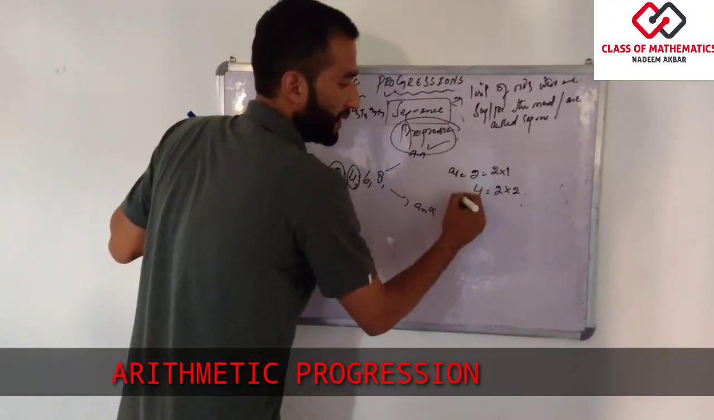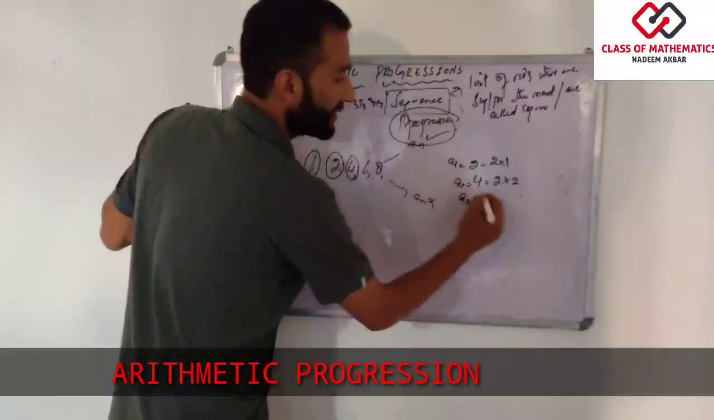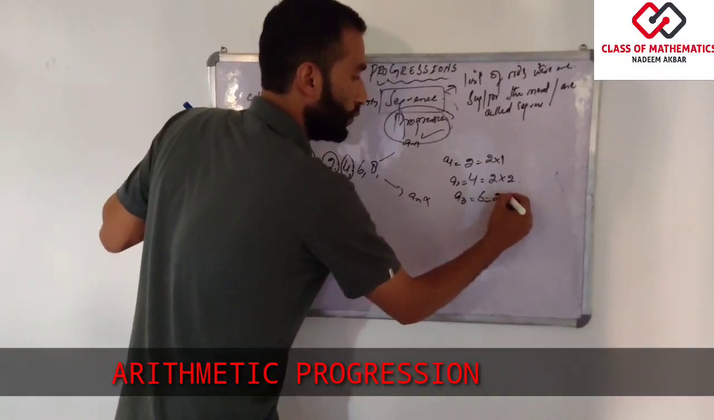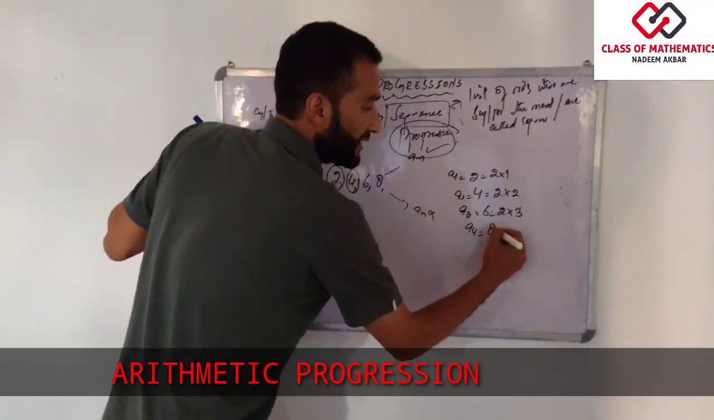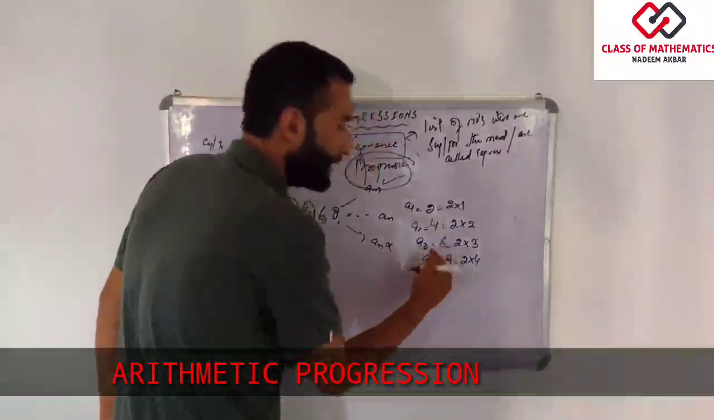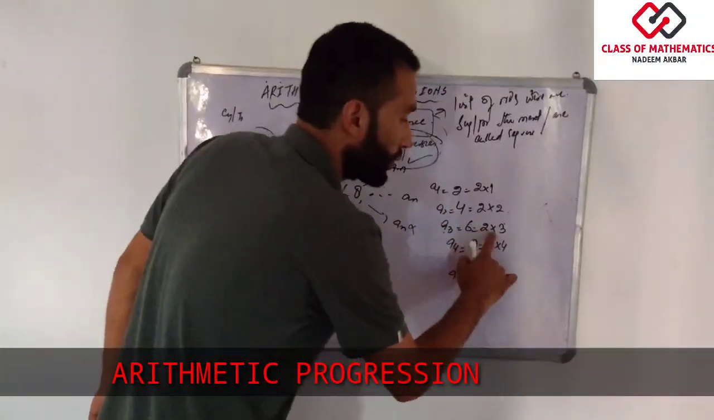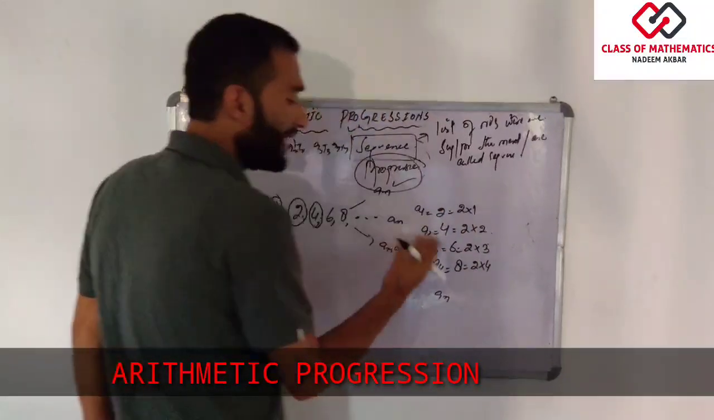It's A1, it's A2. Now what's A3? A3 is 6. Simply it's 2 into 3. Now what's A4? It's 8. It's equal to 2 into 4. So A3 is equal to 6, so it follows 2 into 3. A4 is 8, it's 2 into 4. So what will be the An?